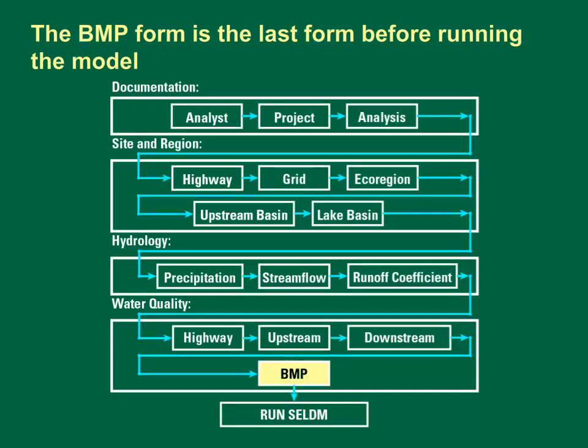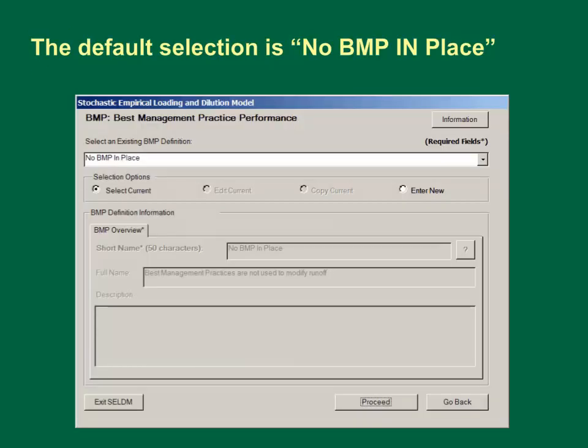In SELDM, the BMP form is the last form before running the model. Once we have the BMP statistics, we can enter them in the BMP form and select that BMP for analysis. Once a BMP is selected, it can be used for other analyses by selecting it from the drop-down menu. This is a screen capture of the SELDM BMP form.